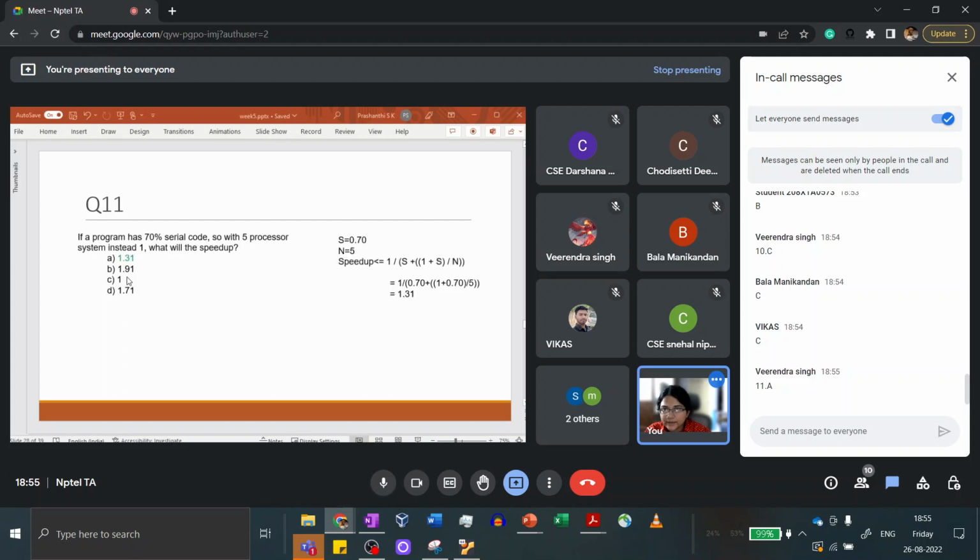Okay, let's look at the calculation. I won't work this out since we did a very similar problem in the first part of the question. So you can use the same formula and come up with this. So yeah, you will get 1.31.